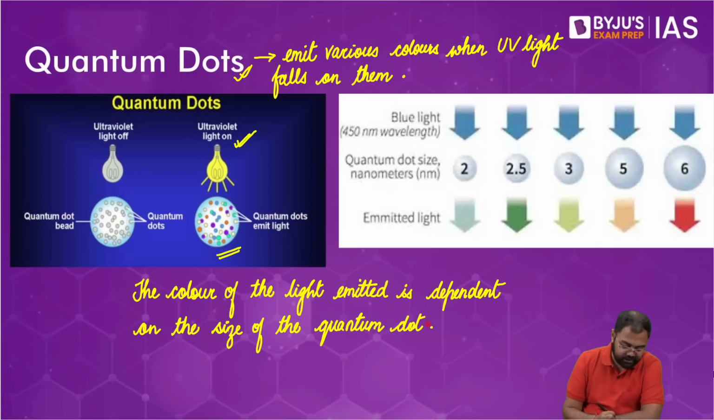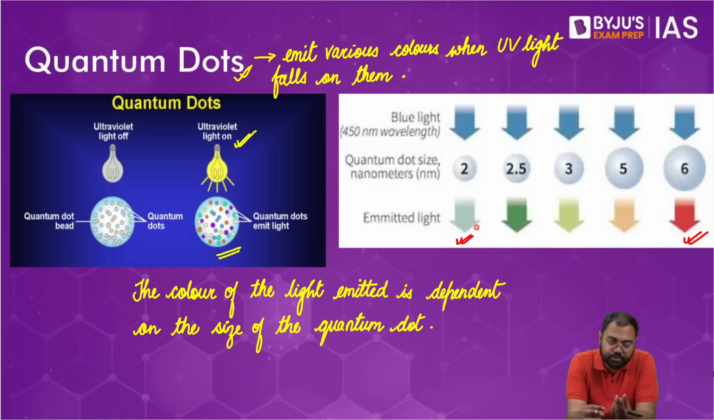As you can see here, the bigger ones are showing red color. The smaller ones are showing bluish color. That is also dependent on the wavelength. We'll have a better understanding of it when we go to the IT and communication chapter. But what you will see is that the wavelength of the red color is longer as compared to the wavelength of the blue or violet color. So when you have a bigger sized quantum dot, it will emit red color.